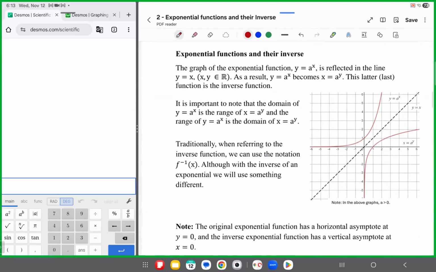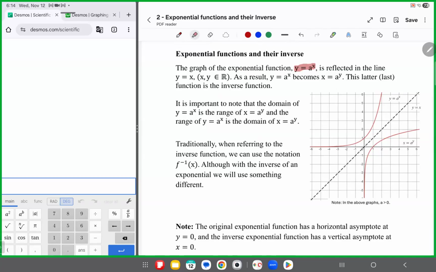Okay? And so specifically now, we're going to be having a look at exponential functions and their inverse. And so we're going to mimic what the book says here, because it's reasonably explained. The graph of the exponential function, y is equal to a to the power of x, is reflected in the line y is equal to x. And note that x and y are just elements of real numbers, which means they can be whatever you would like. As a result, y is equal to a to the power of x becomes x is equal to a to the power of y.